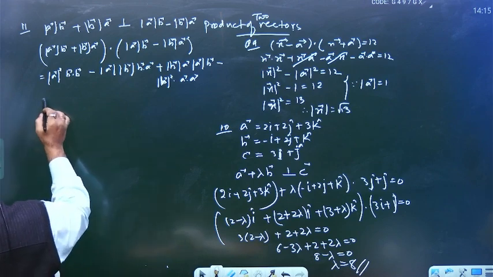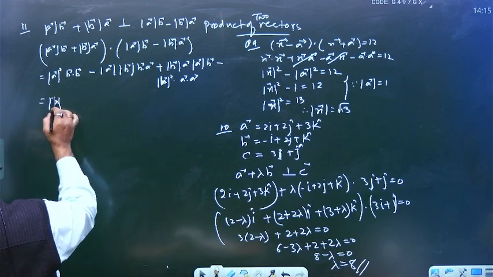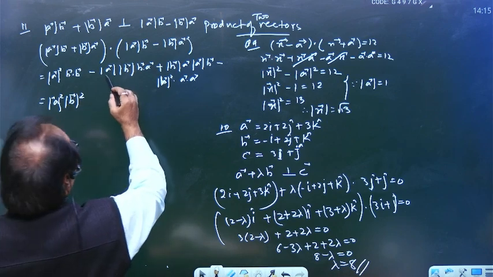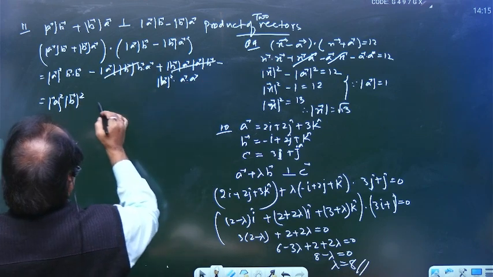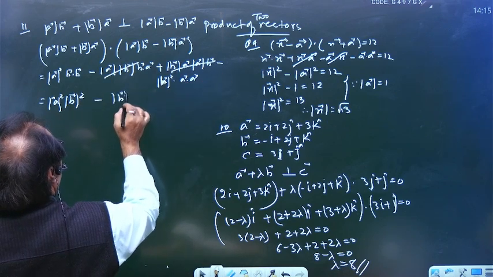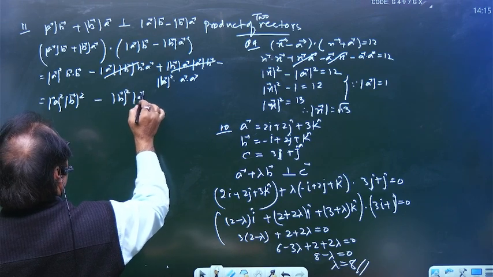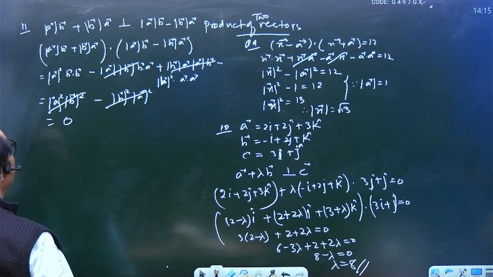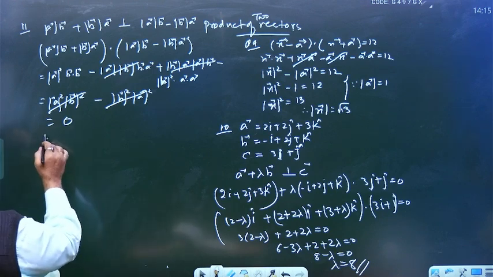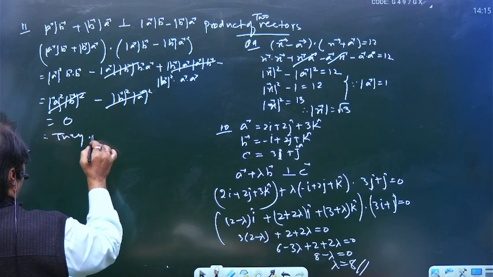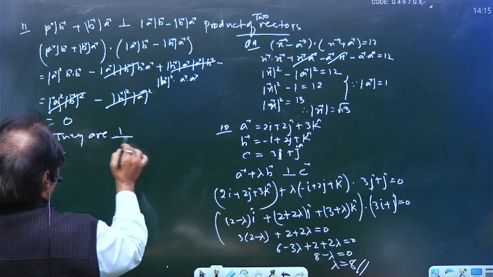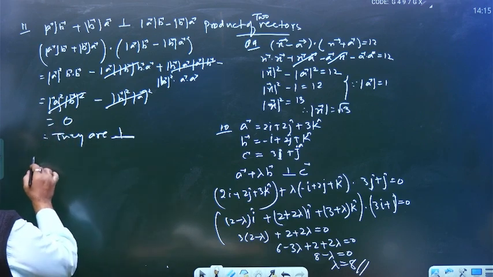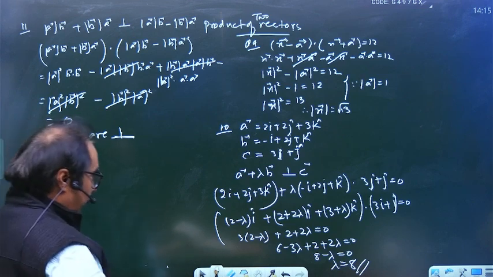So this is equal to magnitude of A square into magnitude of B square, and the plus minus terms will cancel, and minus magnitude of B square into magnitude of A square. So this is also cancelled. So what is coming? 0. Therefore they are perpendicular. Okay, they are perpendicular. Now the next question is question number 12.